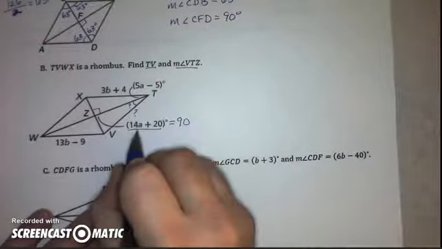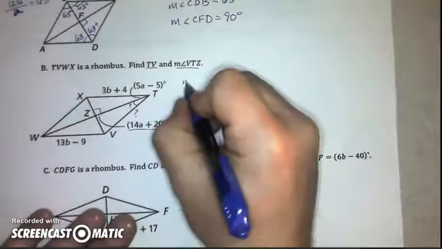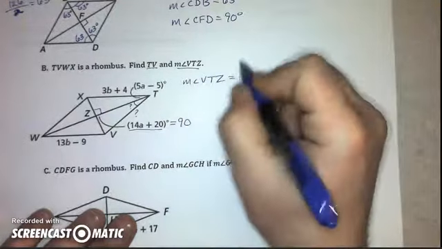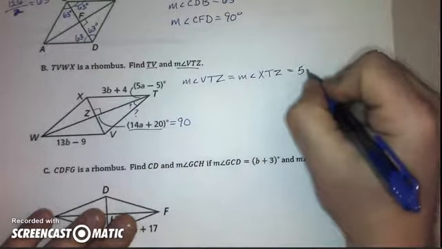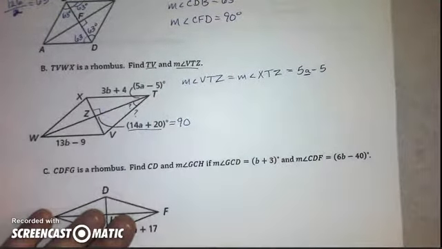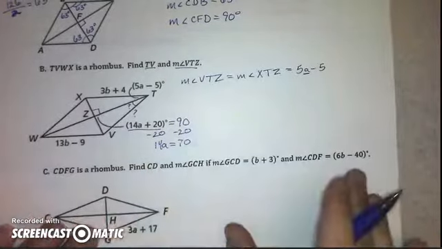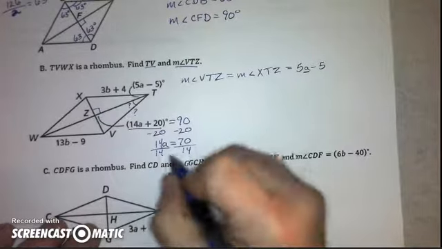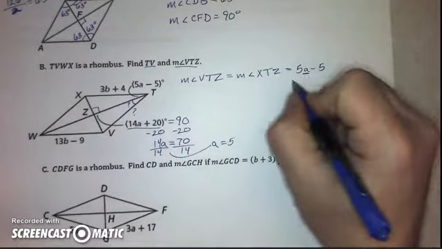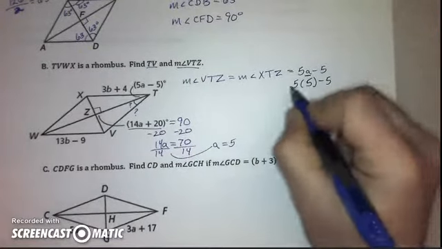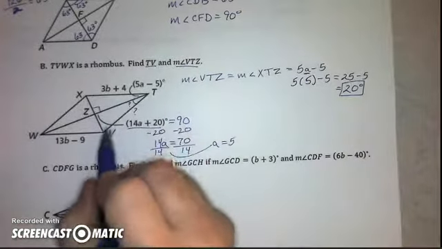We're going to solve this equation to find A first, then plug it in to find the measure of angle VTZ, which is the same as the measure of angle XTZ, which is that 5A minus 5. So I have to know what A is first. So that's what I'm going to do first here in that equation. If you subtract 20 from both sides, 14A equals 70. Divide both sides by 14. And A equals 5. And if A is 5, I can plug that in here. 5 times 5 is 25. And if I subtract that, I get 20 degrees. So the measure of angle VTZ is 20 degrees.